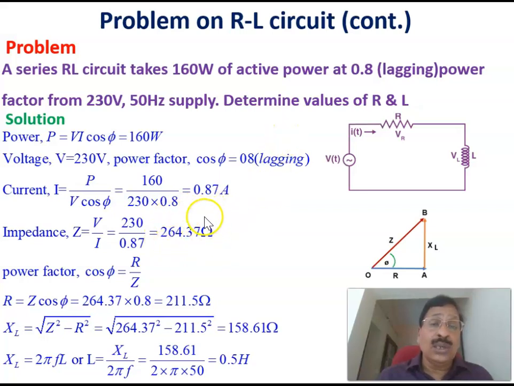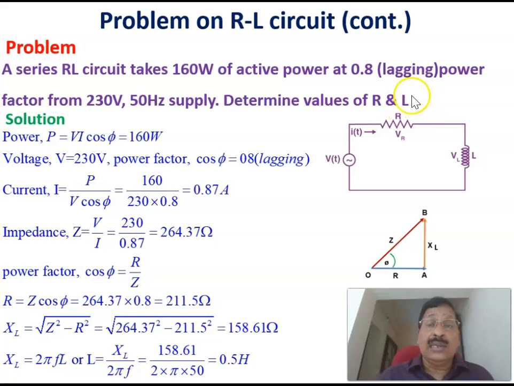Once you know the impedance, of course, the power factor is also given. Power factor equals 0.8 lagging. By definition, power factor equals cos phi equals R by Z. Z is already calculated and the power factor is given as 0.8. From this equation, you can calculate the resistance. Cos phi equals R by Z, or R equals Z cos phi. Z into cos phi 0.8 gives 211.5 ohms. That is the resistance.